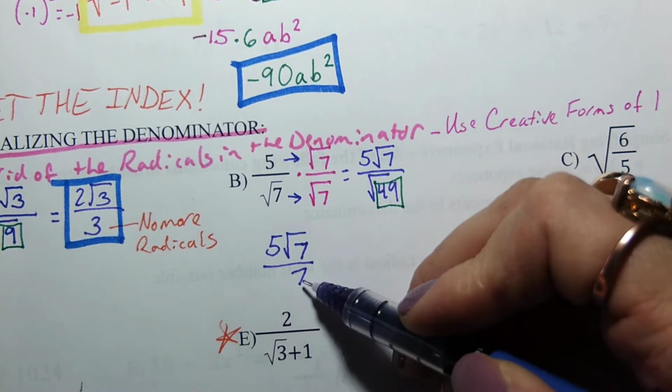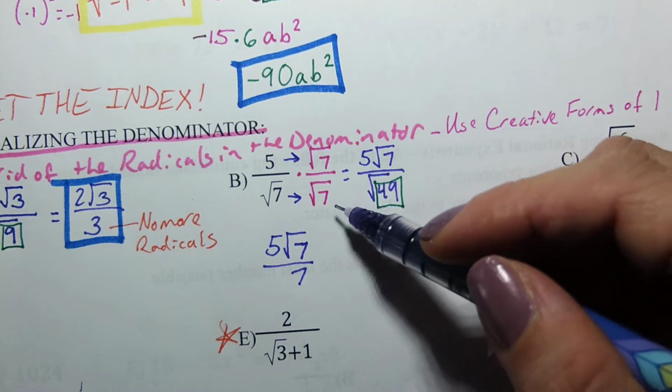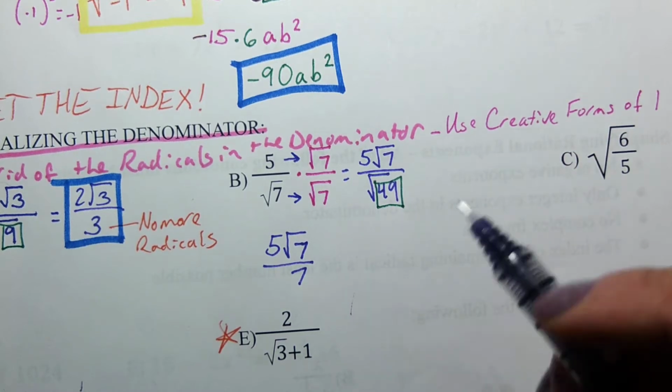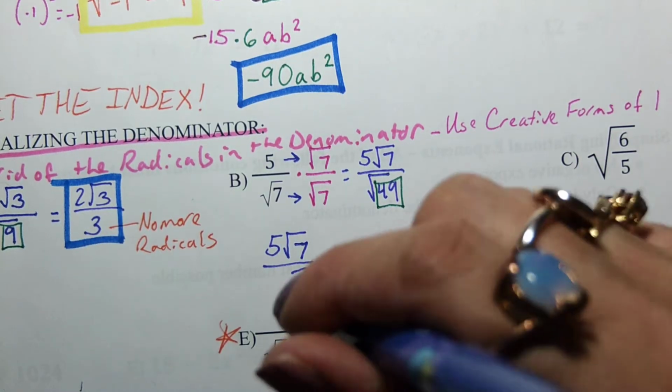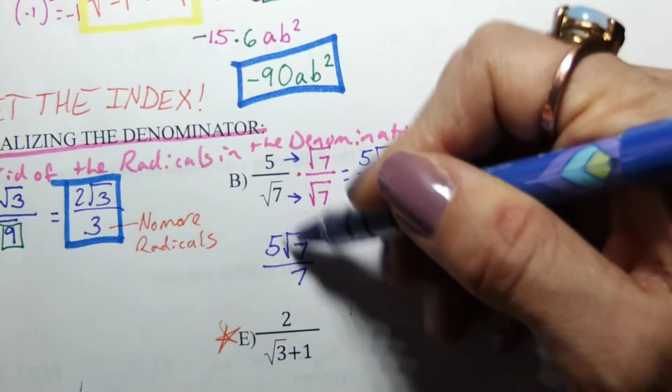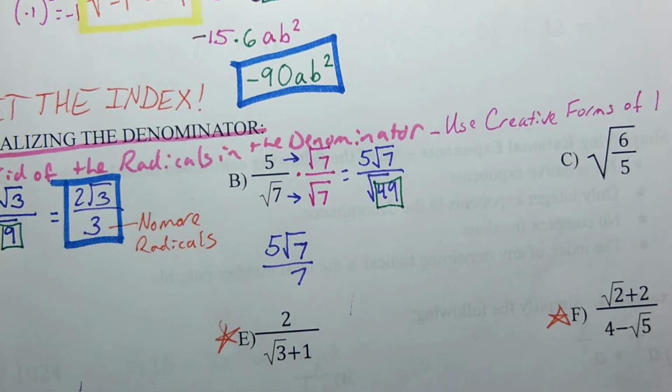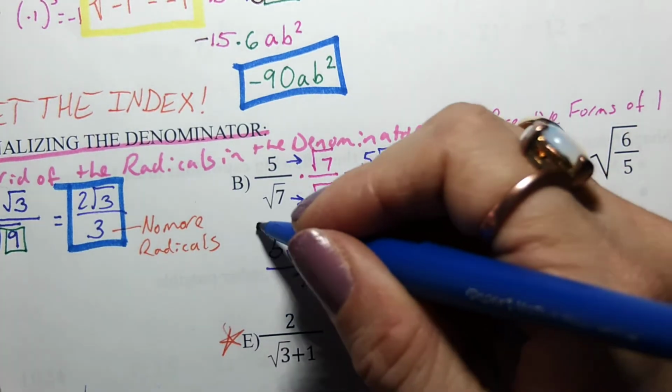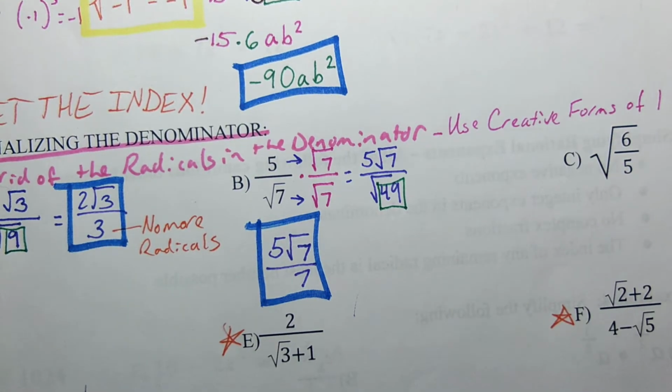Can I cancel out this 7 with that 7? No! Why? Because that one's trapped under the radical. You can only cancel out the outside stuff or the coefficients with each other. You cannot cancel out the radical stuff. So that is my rationalized answer for this.